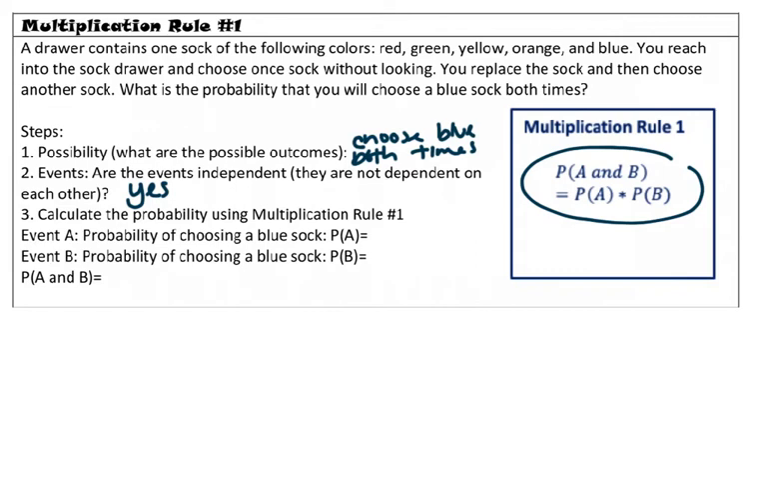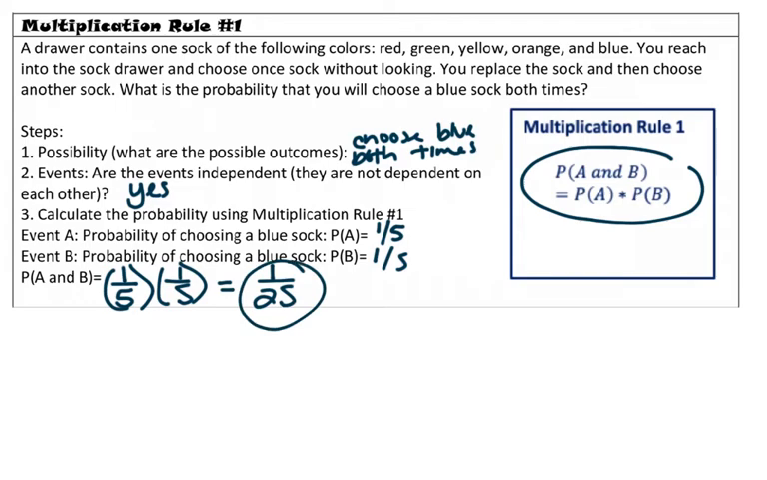So they're equally likely. Alright, so here's what we do. The probability of choosing a blue sock the first time would be 1 out of 5, because there's 1 out of 5 choices. And then the probability of choosing the blue sock the second time would be 1 out of 5. So the probability that they both happen would be 1 out of 5 times 1 out of 5. Put that in your calculator, you get 1 out of 25. That's your answer.